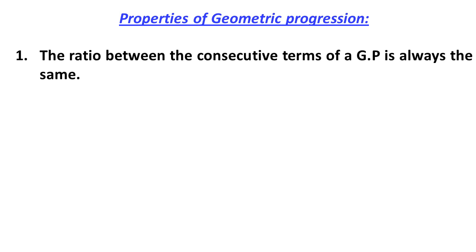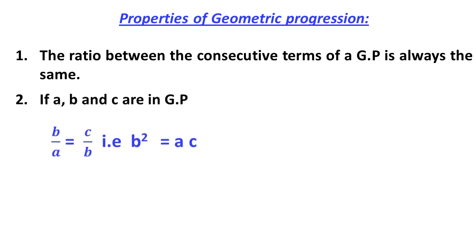The ratio between the consecutive terms of a GP is always the same. That means the common ratio is calculated by using the formula T2 by T1 or T3 by T2. So the common ratio seems to be the same, then only we can call those terms as being in GP.